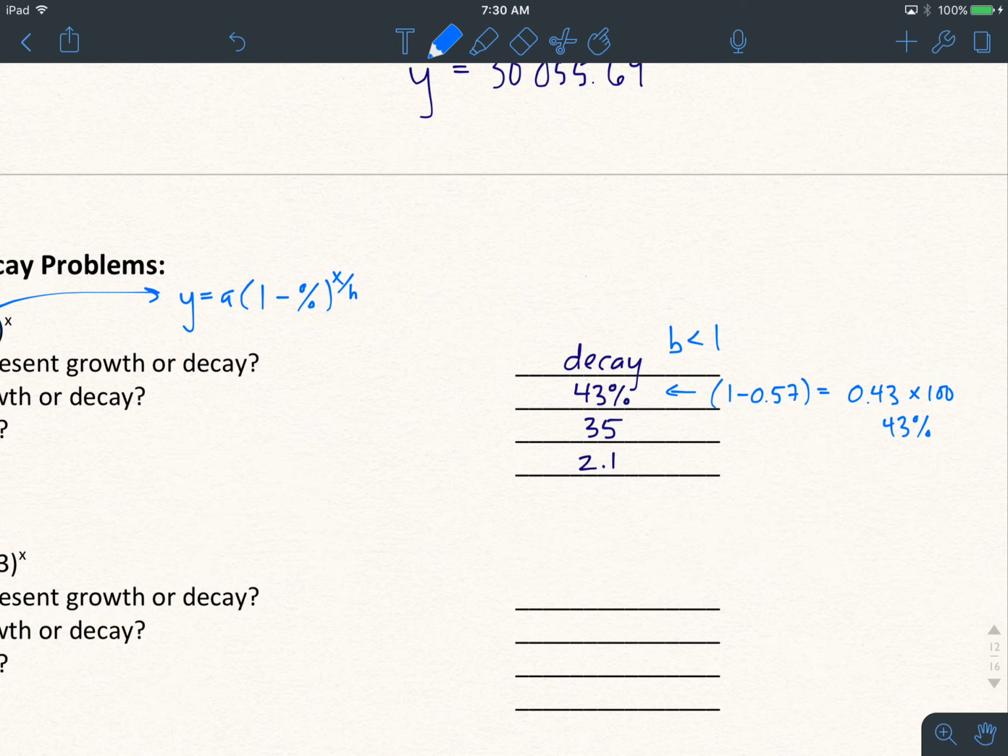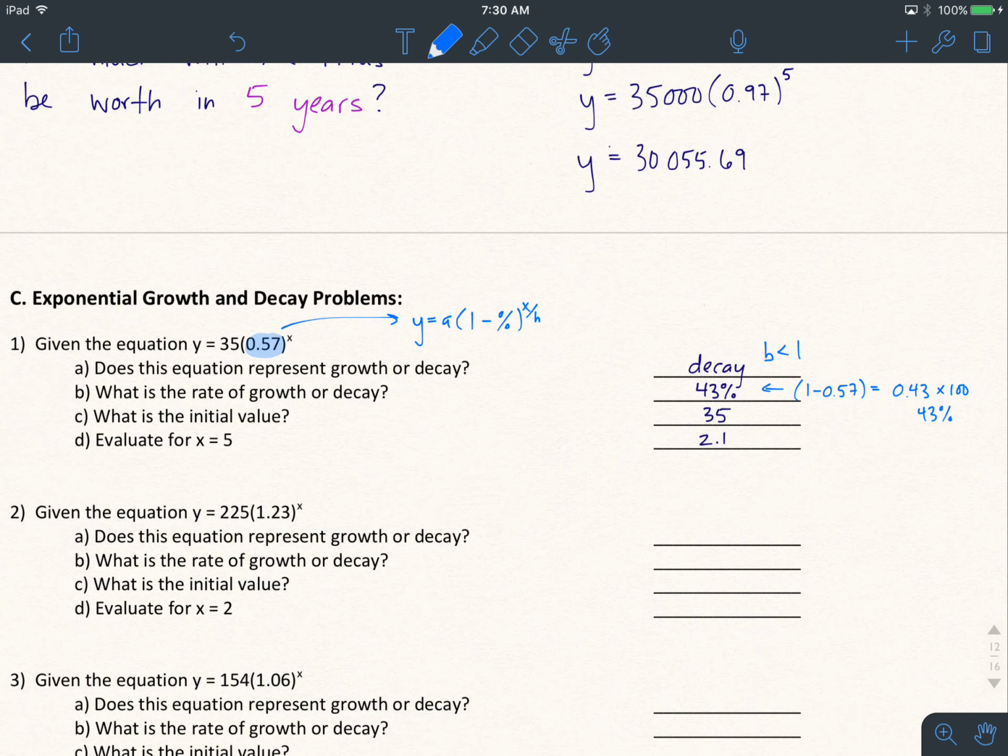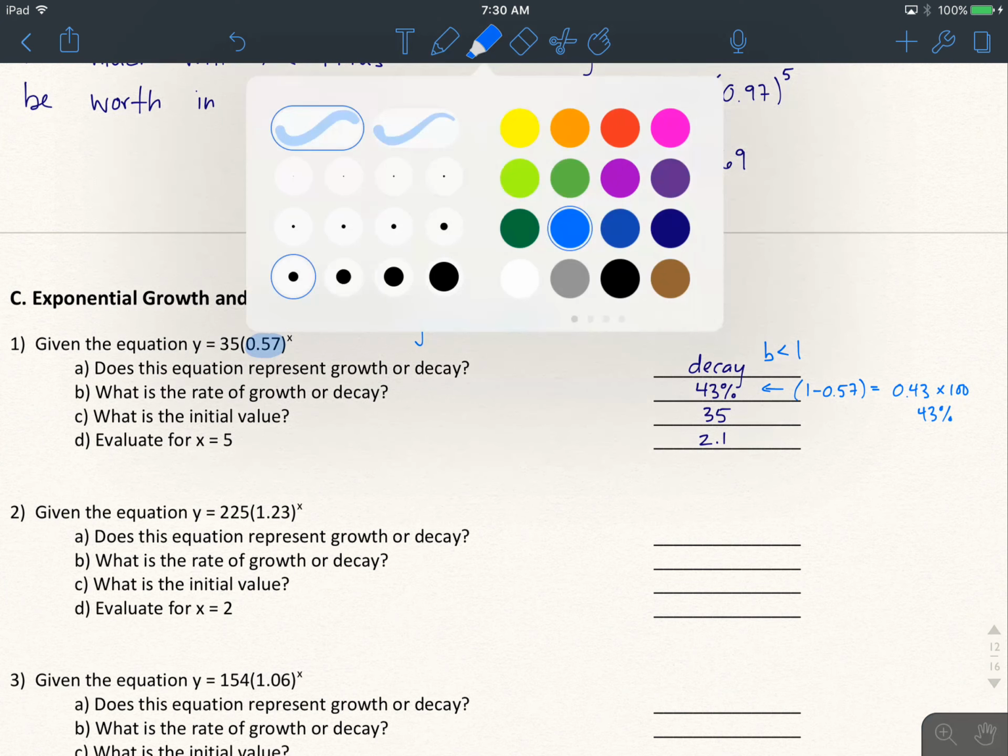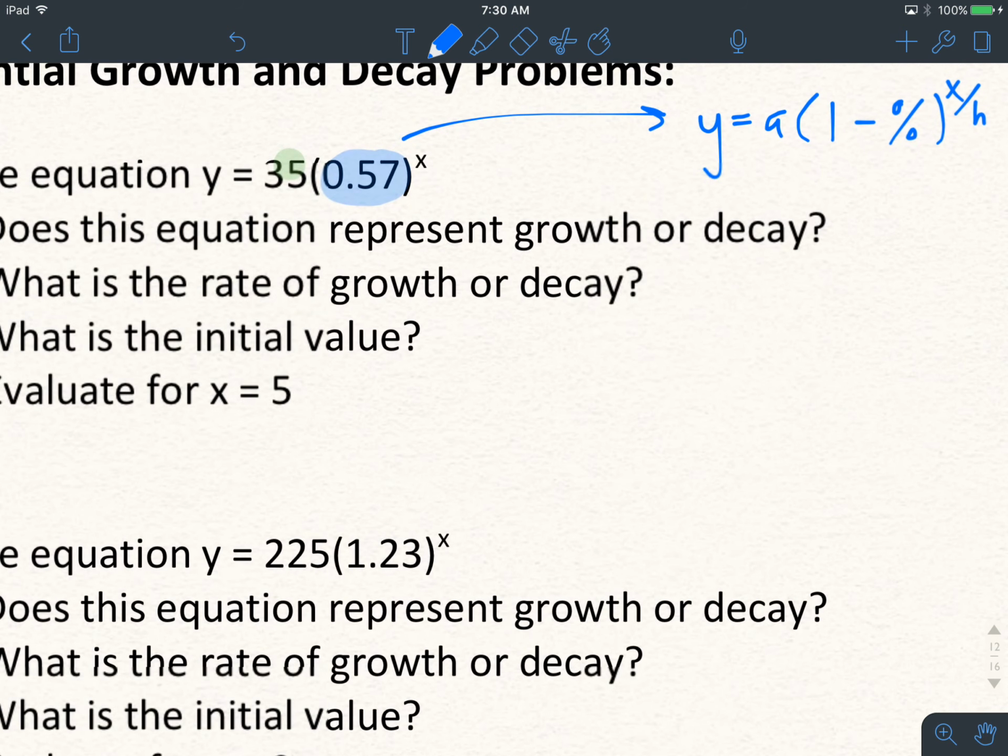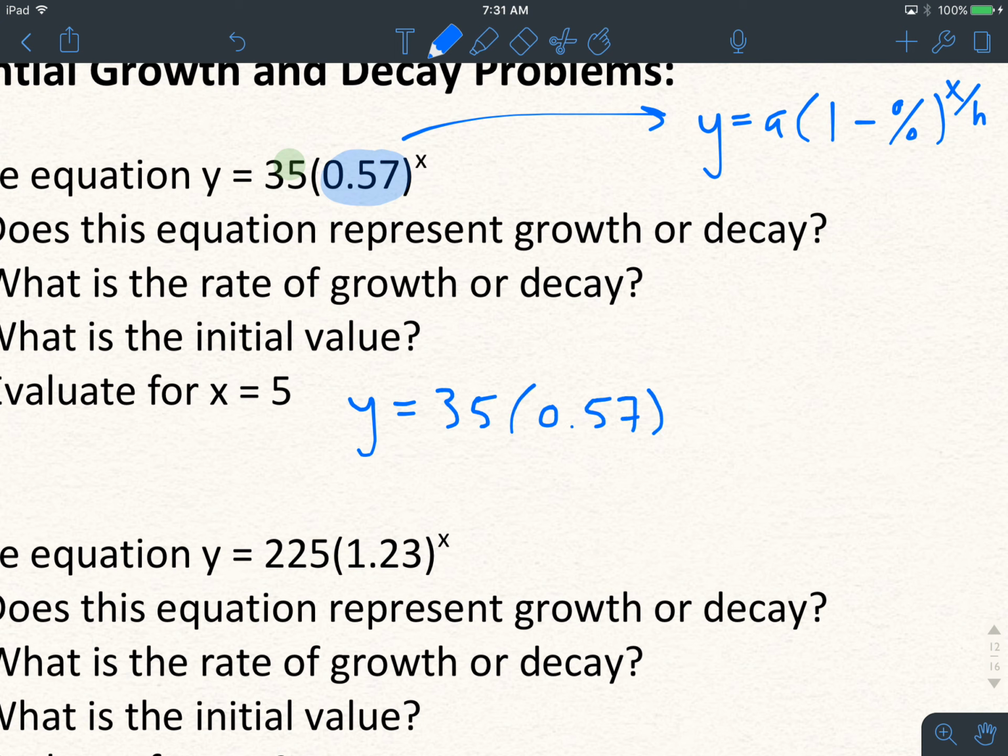The next question is, what is the initial value? Well, that of course is our a. A value is just kind of hanging out front there. That's going to be 35. And we're going to evaluate for x equals 5. So what does that mean? Well, it means literally we're going to type in y equals 35 times 0.57 to the exponent 5.